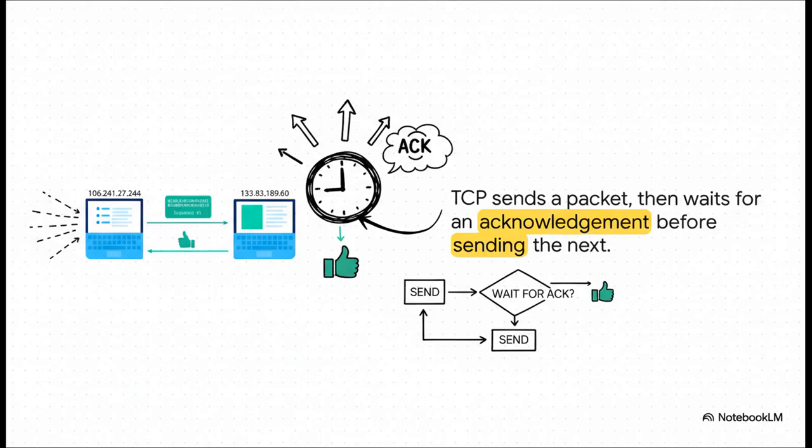And this is such a brilliant way to see how TCP makes sure everything is reliable. After sending a packet, it just waits. It waits for a little acknowledgement message to come back, kind of like a thumbs up, confirming it was received. And if it doesn't get that confirmation, it just sends the packet again. Simple as that. No data gets left behind.